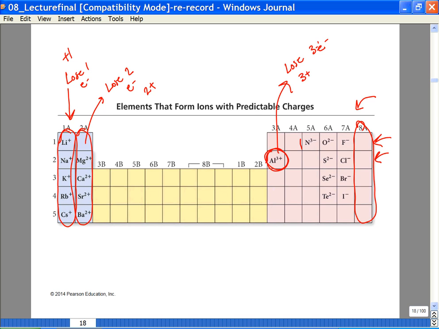Nitrogen is in group 5. The easiest thing for it to do in order to get an electron configuration like its nearest noble gas, with 8 electrons in its outer shell, is to gain 3 electrons. And when it does that, it's going to have a -3 charge. You can use the plus sign interchangeably on the right or the left side.